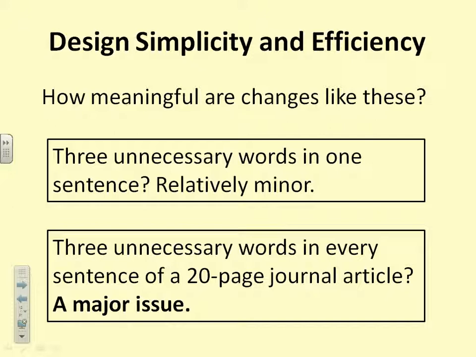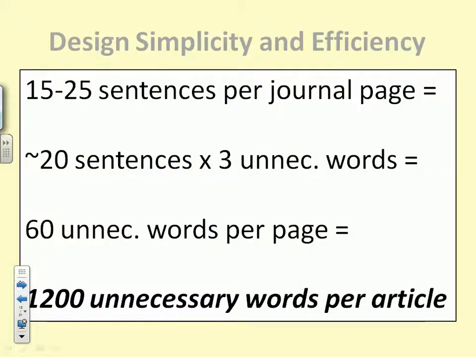It's much, much more. In fact, I sat down and did the math. A quick scan of various journals in various fields, a very rough and also quite a broad range, showed 15 to 25 sentences per journal page in an article. So let's just split the difference and say 20 sentences per page times 3 unnecessary words per sentence. That's 60 unnecessary words per page spread out over a 20-page journal article. That's 1,200 unnecessary words per article. Now I would hope you would have to turn your brain off not to admit that that is a big deal. That's not something that you want to do.